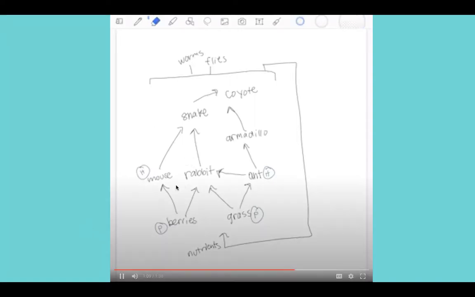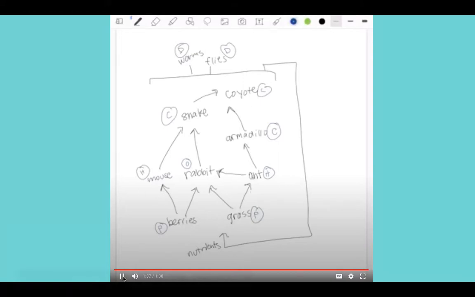Yes, a rabbit also gets energy from the ant. That would make it an omnivore. We need to be very careful that we're checking where all of the energy comes from. If we ignored this, then that would look like an herbivore. We know that an armadillo is a carnivore. It gets its energy from the ants, from another animal, the snake as well, and the coyote. We also know that these at the top are decomposers.